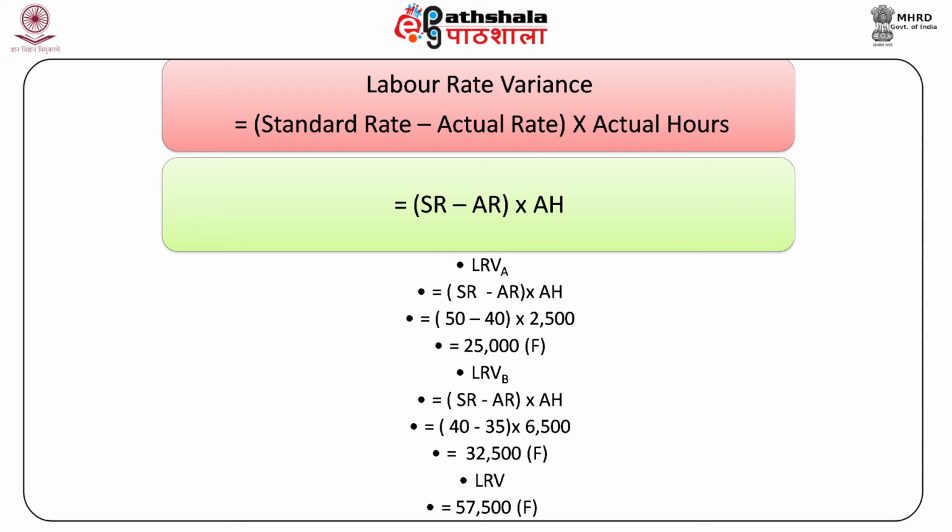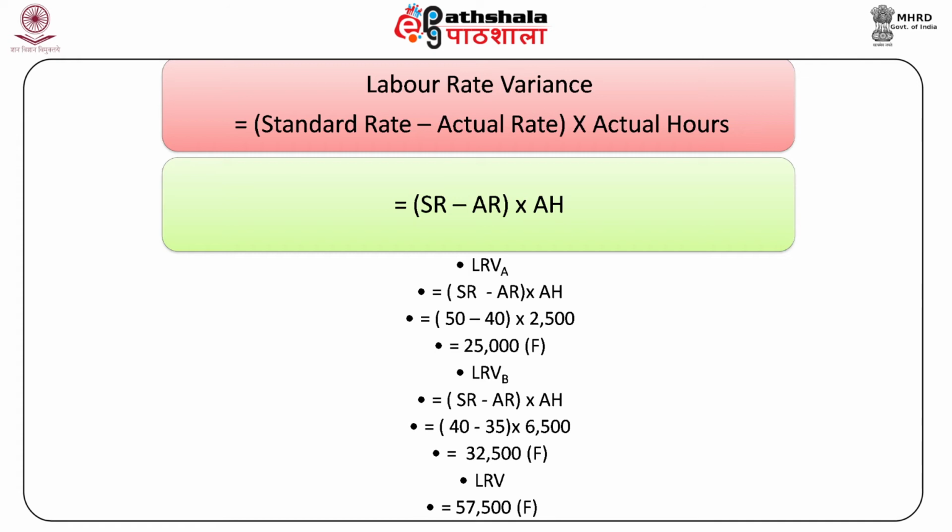Labor rate variance is equal to standard rate minus actual rate into actual hours. In short, SR minus AR into AH. LRVA is equal to SR minus AR into AH. Putting the figures into the formula, 50 minus 40 into 2,500 is 25,000 favorable. LRVB is equal to SR minus AR into AH. Putting the figures in the formula, 40 minus 35 into 32,500, that makes it 1,62,500, that is favorable.